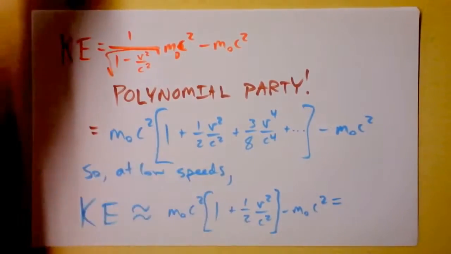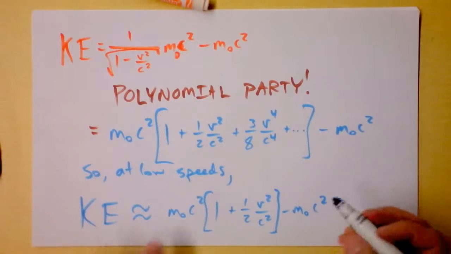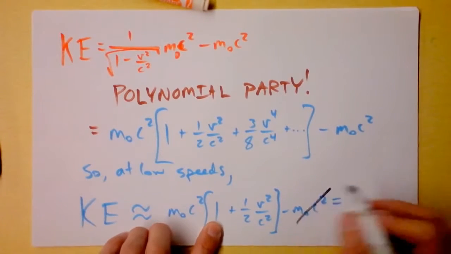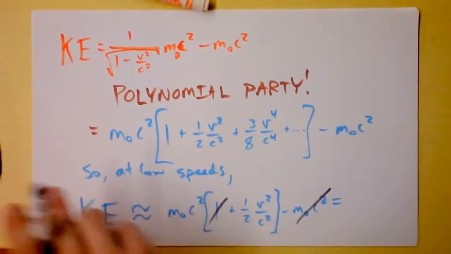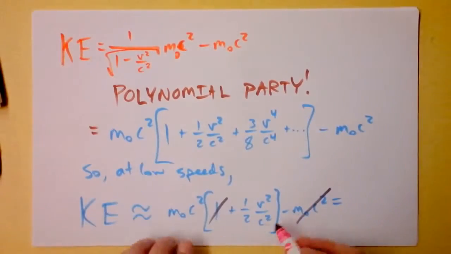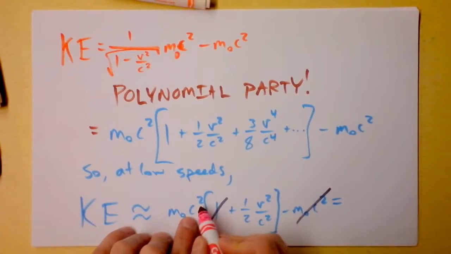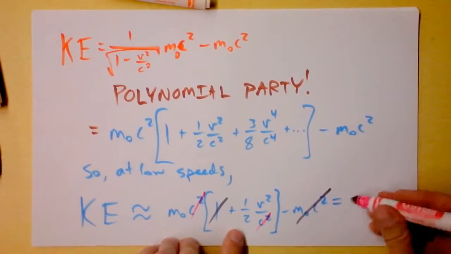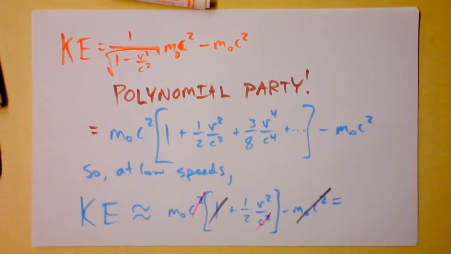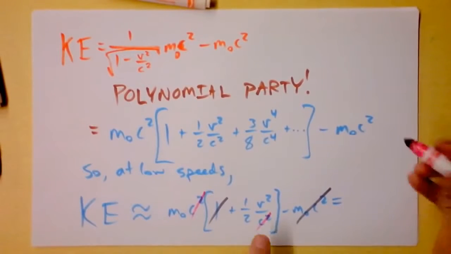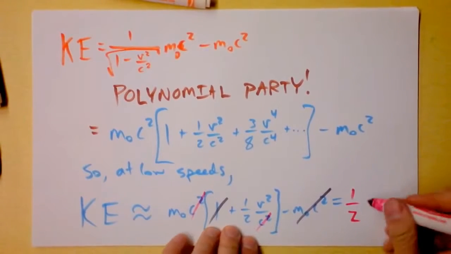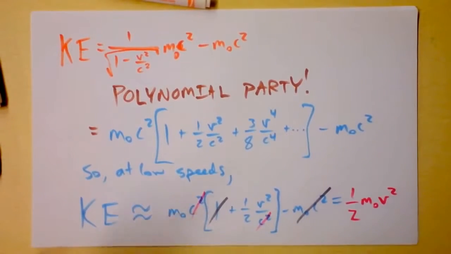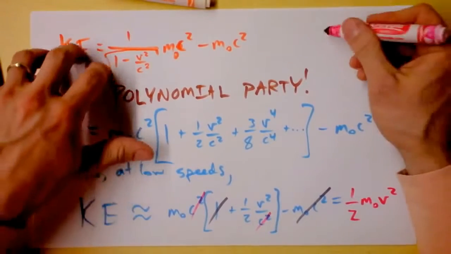And if you're clever, you may notice that this is m naught times c squared times 1, and this is negative m naught times c squared times 1, so this cancels that. And we can just combine this stuff right here, and watch with me as I do. I will cancel out a c squared, because there's one in the denominator right there, and I get kinetic energy is approximately equal to, drum roll please, 1/2 times rest energy times v squared. What? We knew that already! Yay!